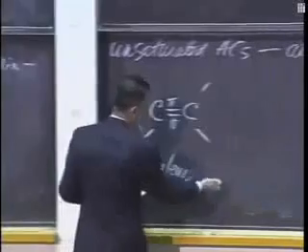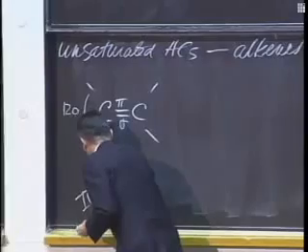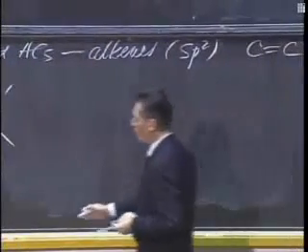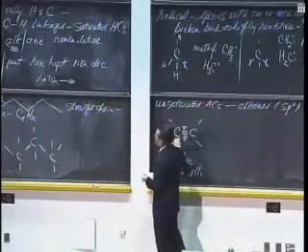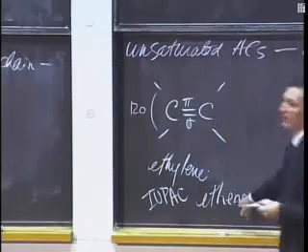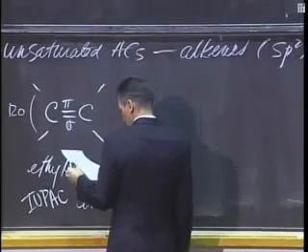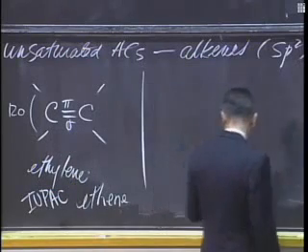Ethylene is the common name for it, but the name that's regulated by the International Union of Pure and Applied Chemistry follows this nomenclature. We take the ETH because the carbon number is 2, and we add ENE. So the formal name for this is ethene, not ethylene, but you can use either one. No one's going to get very agitated about it.